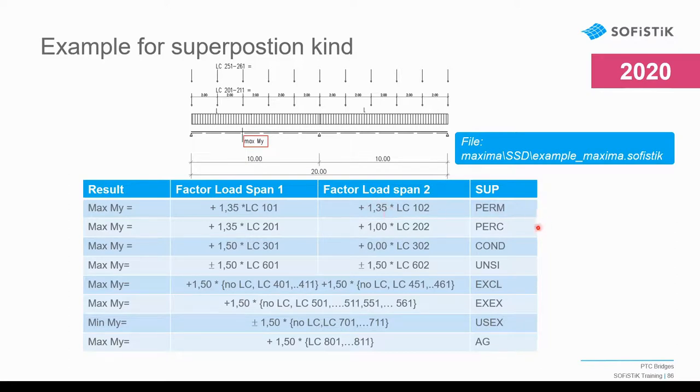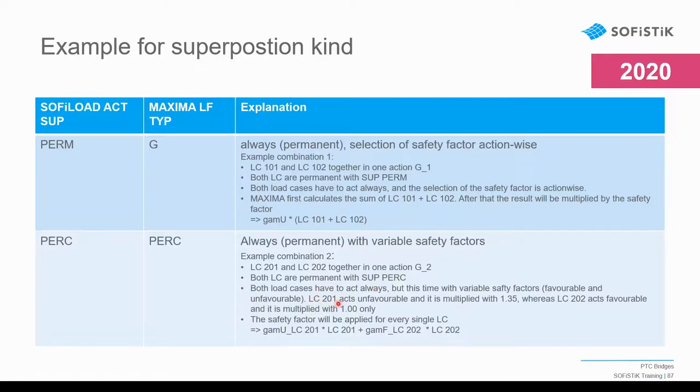Now try to imagine the next case, which is set for the superposition type perk. Let's imagine that load case 201 is acting on the first span with a value of 10 kN per meter. And this load case 201 is assigned to action G2, which is a permanent action, and the superposition type of this action is set to perk. Similarly, load case 202 is a 10 kN per meter UDL load on the second span, and load case 202 is also assigned to action G2 with the superposition type perk. In this case, load case 201 acts unfavorable and therefore it is going to be multiplied with 1.35, whereas load case 202 acts favorable and therefore it is multiplied only with 1.0.